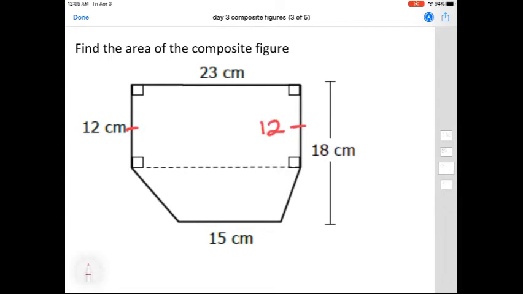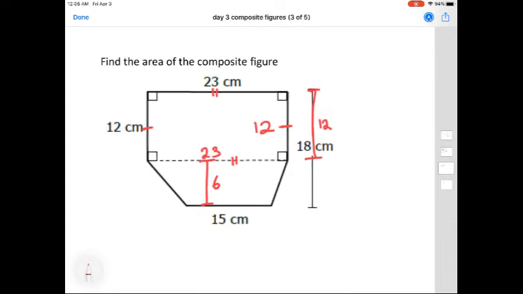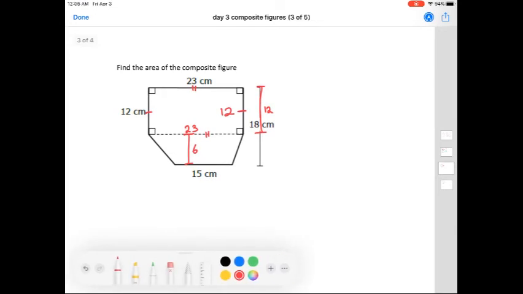And we know that from the top all the way to the bottom measures 18. And if this side of the rectangle is 12, we know the height of my trapezoid is 6. In similar fashion, because we know the base of my rectangle is 23, the base of my trapezoid, or at least one of the bases, is going to be 23 as well. Now all that's left to do is find the area of each one individually and then add them together. We're going to start by finding the area of the rectangle.